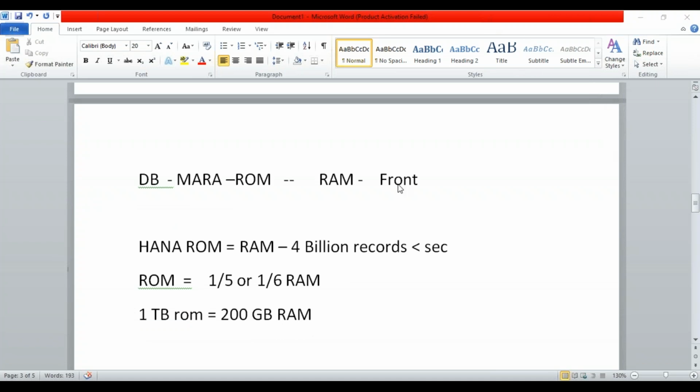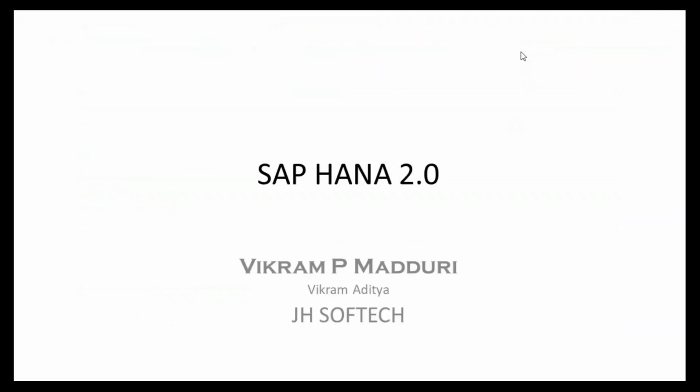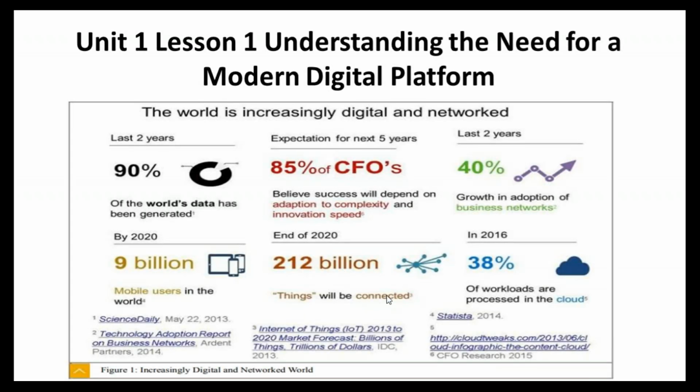Okay, now with this clarity, we need to go ahead and understand the technicalities of HANA and HANA ABAP, guys. This is a very general discussion that we have had till now, and with this we'll go ahead and understand the intricacies of the entire process. So we have this HANA 2.0, and first we'll be understanding the need for a modern digital platform. As we already discussed earlier, HANA is a platform with a lot of features.